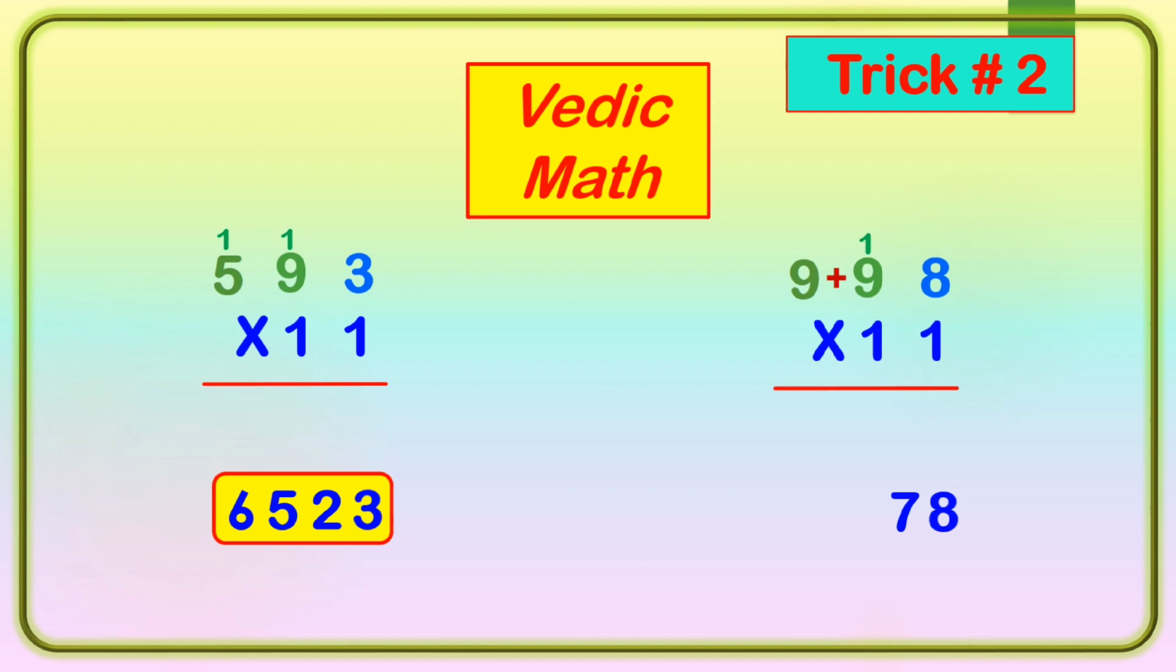9 plus 9 plus 1, that is 19. 1 is carried upon 9. 9 plus 1 is 10, isn't it? 10. That is, 10,978 is your answer. Is it not easy? In a single step, we are solving the sum when any 3 digit number is multiplied by 11.